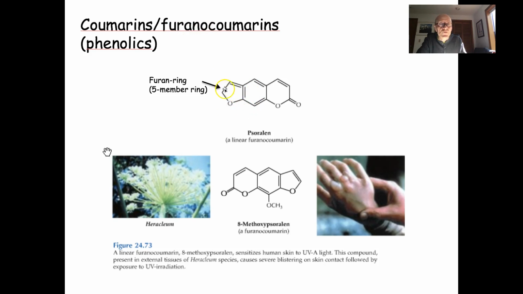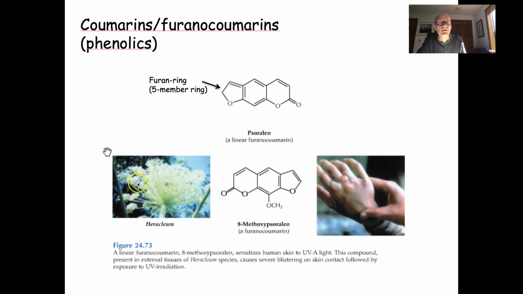furanocoumarins. So here furano, this is a furan ring, 1, 2, 3, 4 carbons, and it has this oxygen in there. So that's a classic furan ring, a 5-member ring, and together this is called a coumarin, or a furanocoumarin. So you see the furan ring here, you see the furan ring here. This substance is called psoralen. This one is 8-methoxypsoralen, and this is a substance that is found in Heracleum.